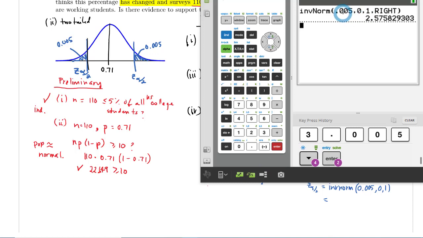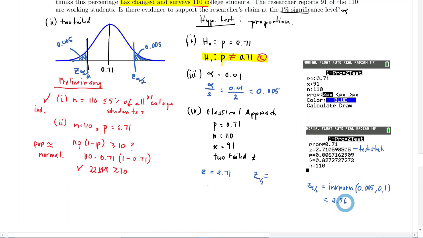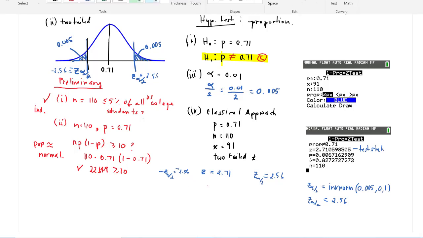And so this number here is 2.56, and this is negative, since the normal curve is symmetric. So here's 2.56, and then here's negative z sub alpha over 2, which is negative 2.56. So if I wanted to compare, is this in the critical region? Where does z lie? Well, let's take a look at our picture. Here's 2.56. Where is 2.71?